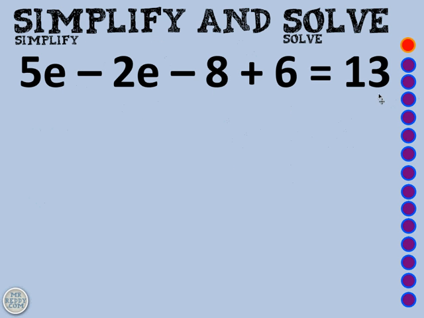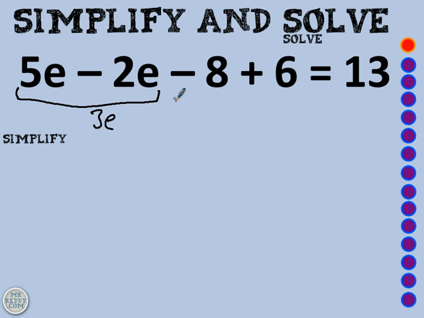And finally, we're going to simplify this, but this time we've got our work cut out because we've got some variables that will need simplifying and some constants that will need simplifying. But the good news is that will make solving things much easier. So 5e take away 2e, not difficult, is it? That's 3e. And then we've got a take away 8 and an add 6.